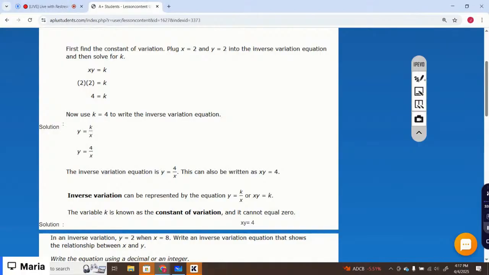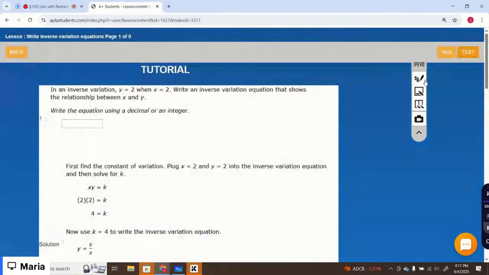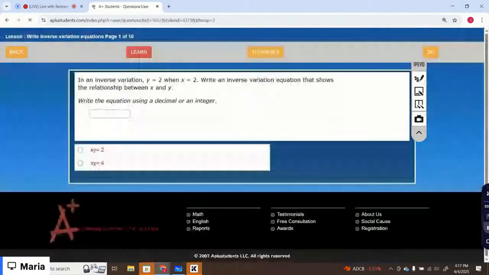Let's see how we calculate equations in inverse variation. In an inverse variation, y equals 2 when x equals 2. Write an inverse variation equation that shows the relationship between x and y.